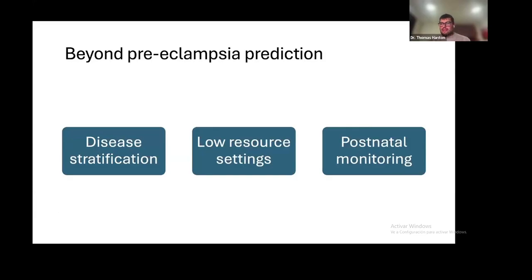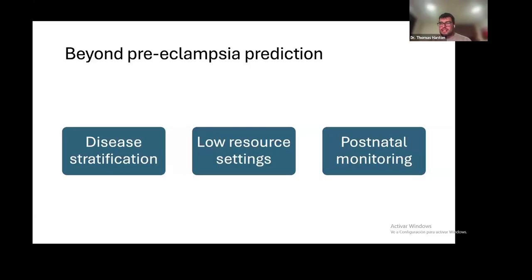So beyond preeclampsia prediction and screening, what else could we use it for? These are still areas which are being researched and expanded, but within disease stratification, working out which patients might have more severe preeclampsia versus less severe preeclampsia. If we're seeing a difference between preterm preeclampsia and term preeclampsia, perhaps the ophthalmic artery Doppler could shed some insights into that. And then low resource settings.